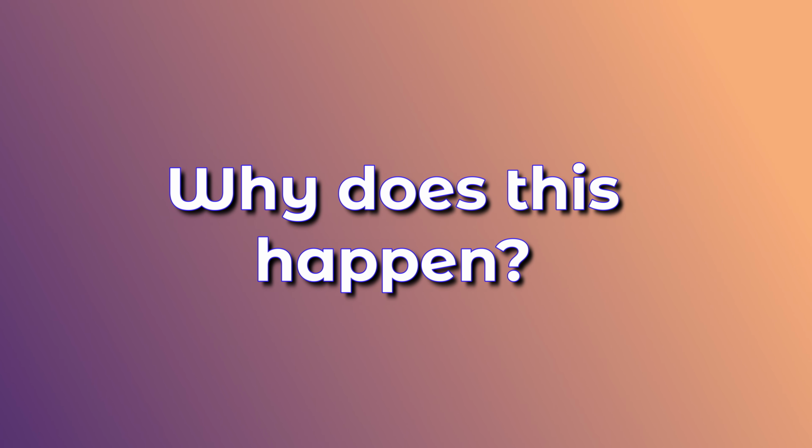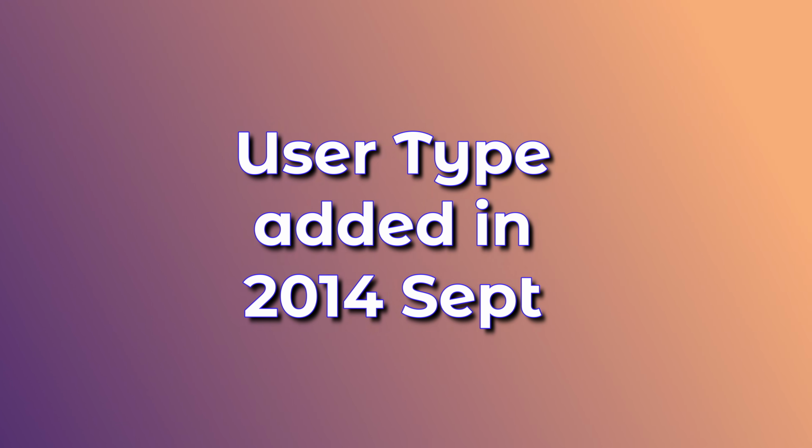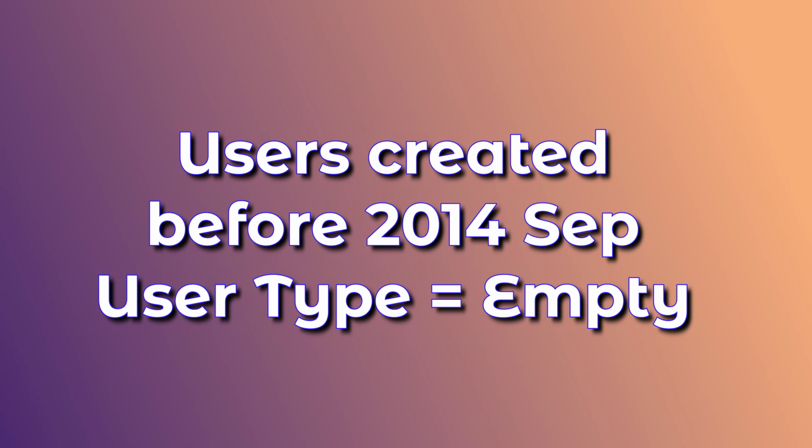Out of curiosity, I tried to find out how user type can be empty. And the reason is very interesting. The property called user type did not exist in the early days. It was introduced only in 2014. So if you created a user in Office 365 before September 2014, then the user type remains empty.